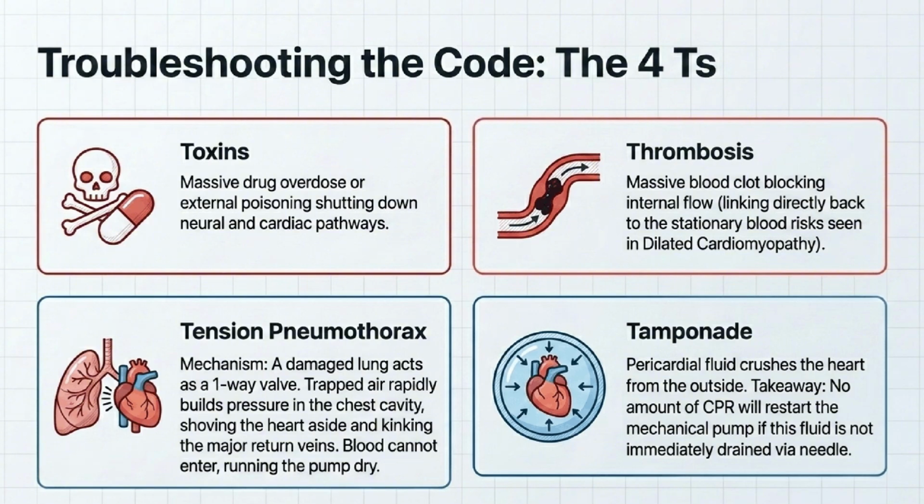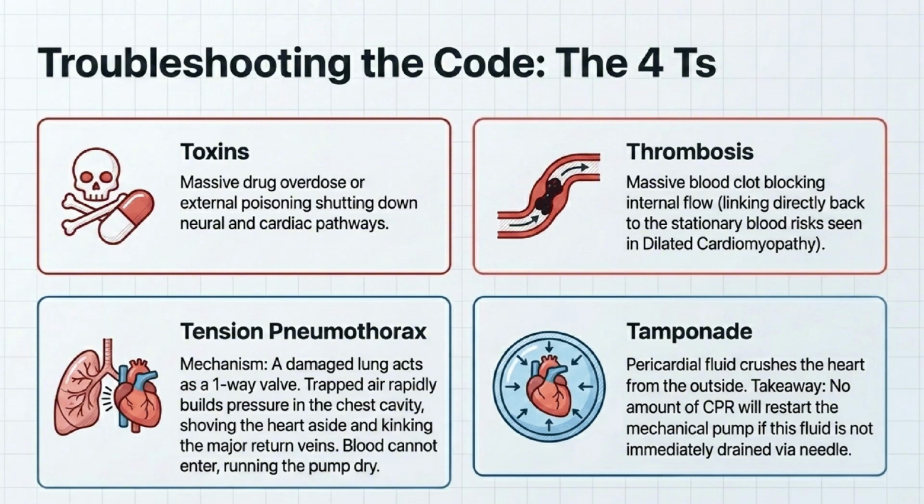Sure. A tension pneumothorax occurs when a lung is punctured or damaged, acting like a one-way valve. Air leaks out of the lung and into the chest cavity with every breath, but it can't escape. So the pressure just builds and builds. Exactly. The pressure inside the chest cavity rapidly builds, eventually physically shoving the heart and the major blood vessels to the opposite side of the chest. The massive veins bringing blood back to the heart get kinked and crushed by this pressure. Blood can't get in, so the heart stops pumping blood out.